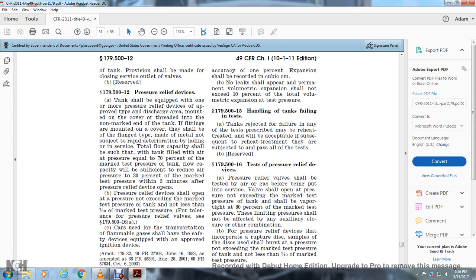Total flow capacity shall be such that a tank filled with air at a pressure equal to 70% of the marked test pressure on the tank, the flow capacity shall be sufficient to reduce the air pressure to 30% of the marked test pressure within 30 minutes after the pressure relief device is open.